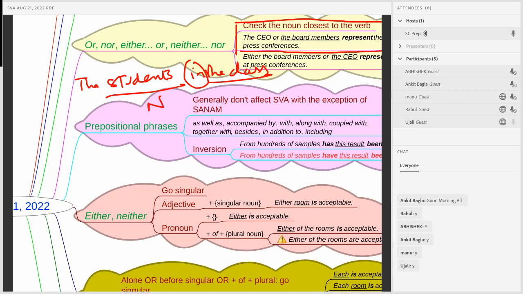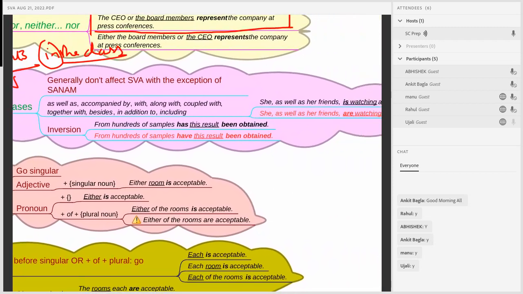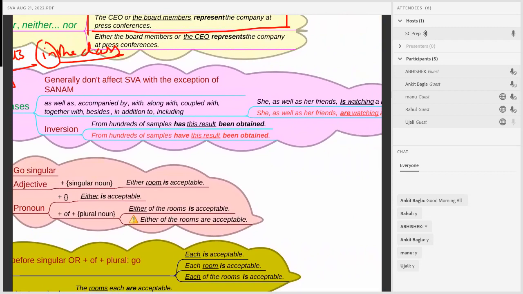Now, here are some examples of prepositional phrases that may be confusing, but we should remember that they still don't affect the subject. So, for example, take a look at as well as. So, what's the first one over here? Let's read the entire list. As well as, accompanied by, with, along with, coupled with, together with, besides, in addition to, and including. I just want to spend an extra second on that last one, including.